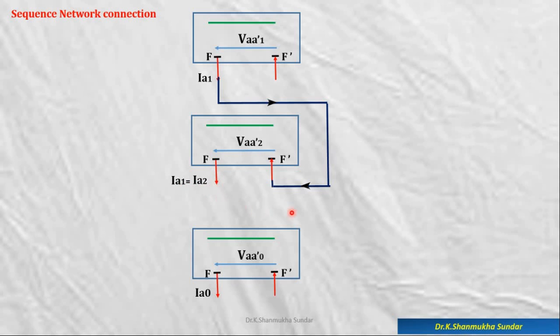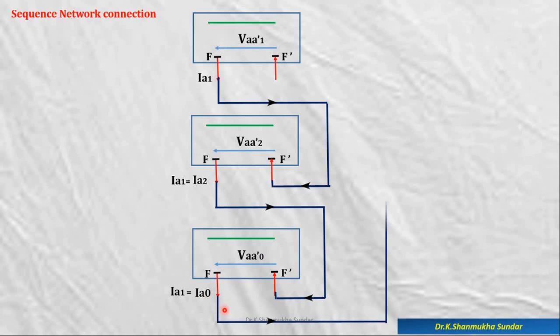Okay, then from here, series connection, again here you have to connect it. So the same IA1, equal to IA2, is flowing through this circuit and it is coming out, which is equal to IA0. So IA1 is equal to IA0. From this point again it is connected back to F' of the positive sequence network. Is it clear? So this is the series connection of sequence networks. This is similar to your line to ground fault. Is it clear? Now please practice it. Thank you.